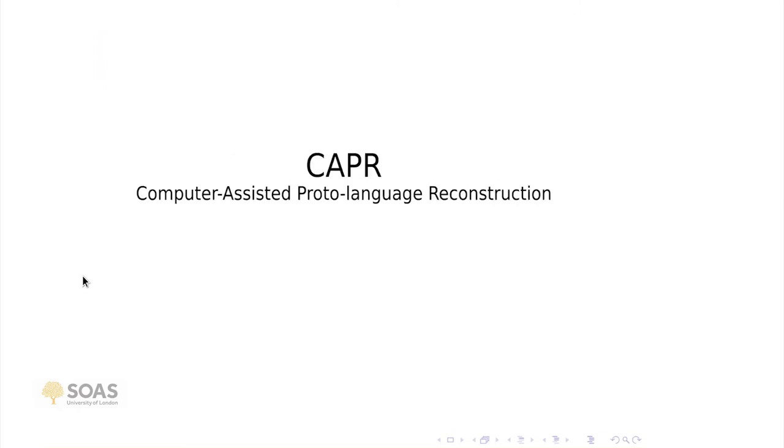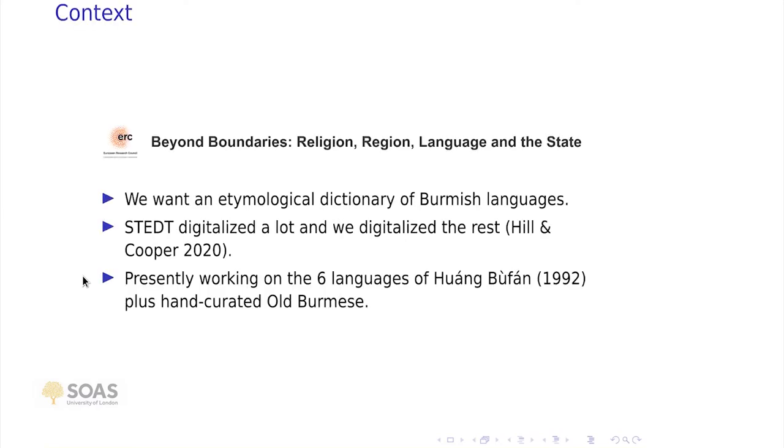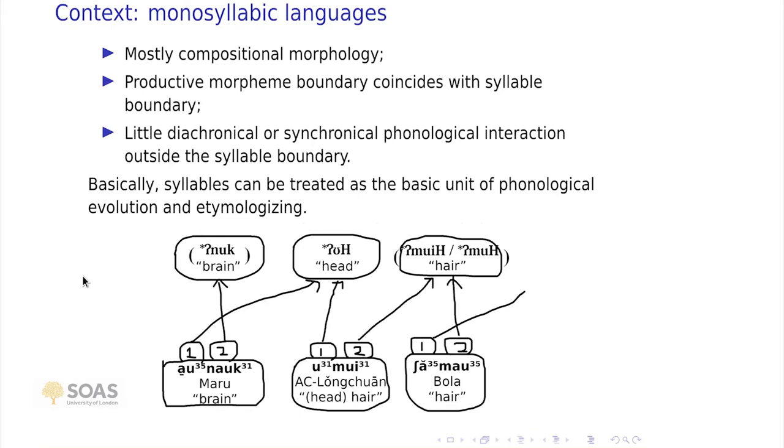Okay, so let's talk about our workflow, which is this thing called CAPR, computer-assisted proto-language reconstruction. The context is that we are in this framework of the ERC project Beyond Boundaries, and we want to do an etymological dictionary of Burmese languages. We have a lot of digitalized data, and now we're working on finding a way to gracefully let us make a first version of the dictionary, I think, from the six languages in a certain parallel lexicon kind of source. The context is that of monosyllabic languages.